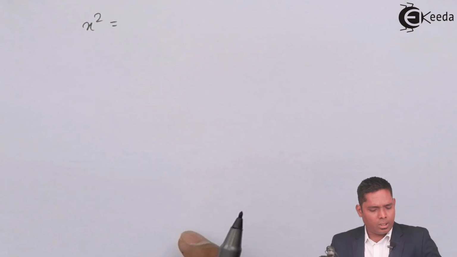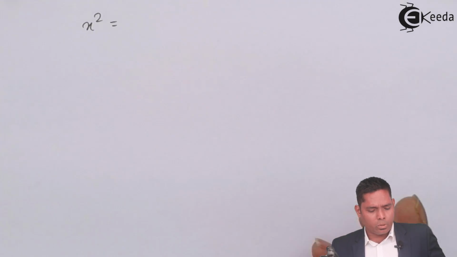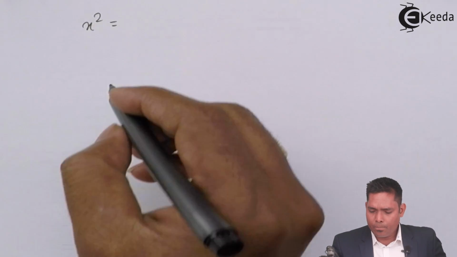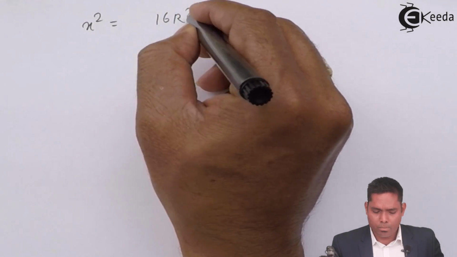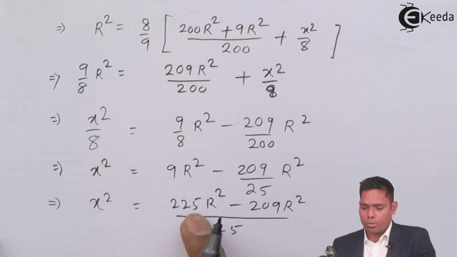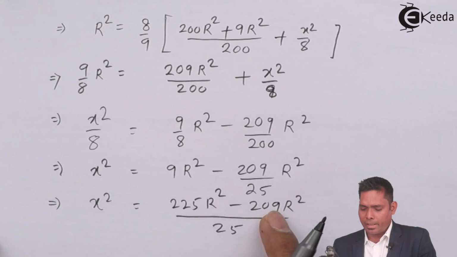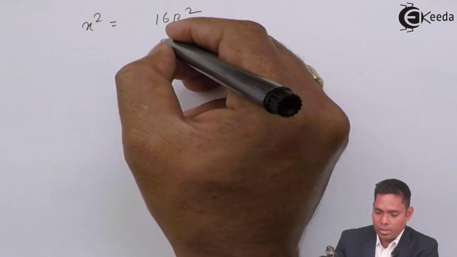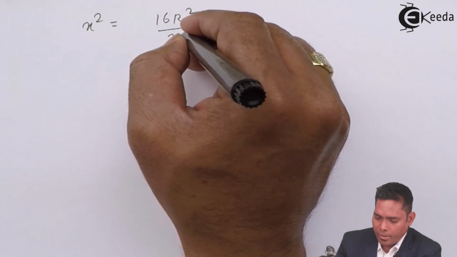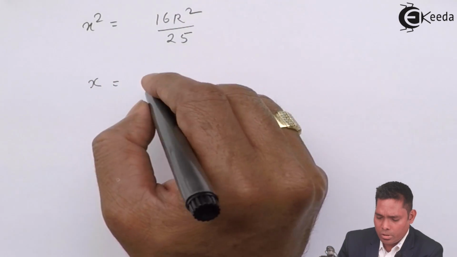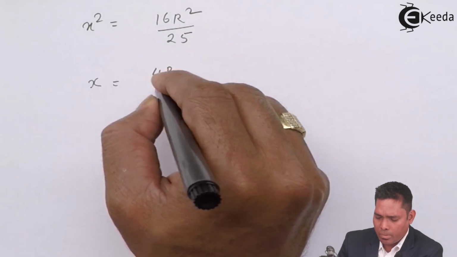If I take 225 minus 209, it is 16, so it is 16 r square. Okay, so this will become 16 r square. You can see here 225 minus 209 is 16, so 16 r square divided by 25. So x will become, taking the square root of this, 4r divided by 5.